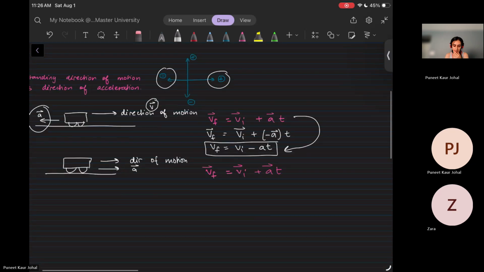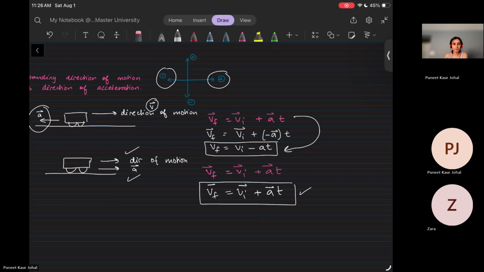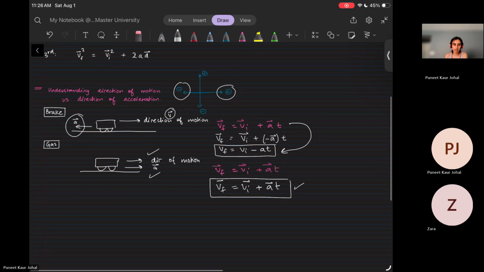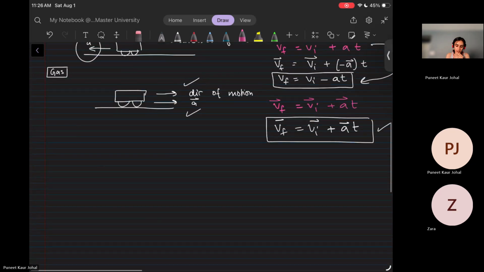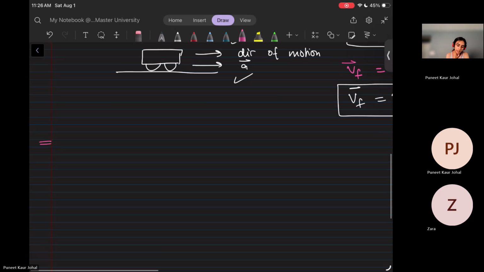Okay, good. And for this one, because acceleration and the velocity are both going in the same direction, the positive direction, all the signs are still positive. So the equation here is still the same. Good? Okay. So this is one example. I'm going to show you this with another example.